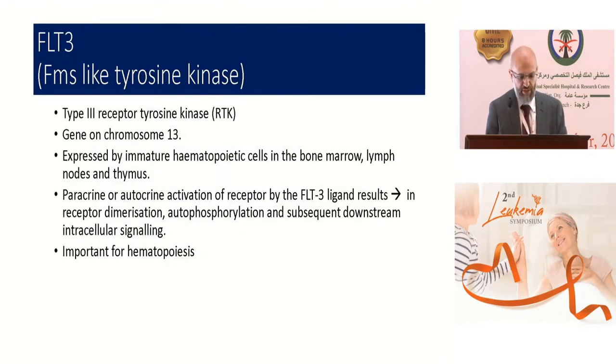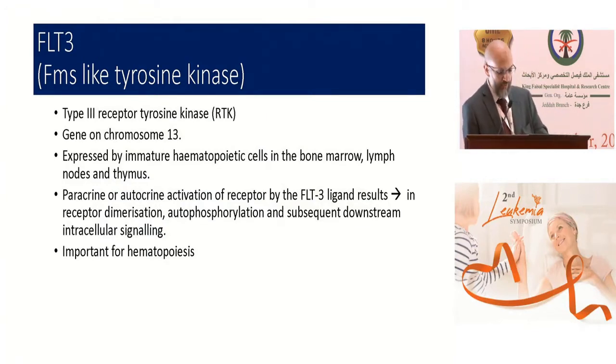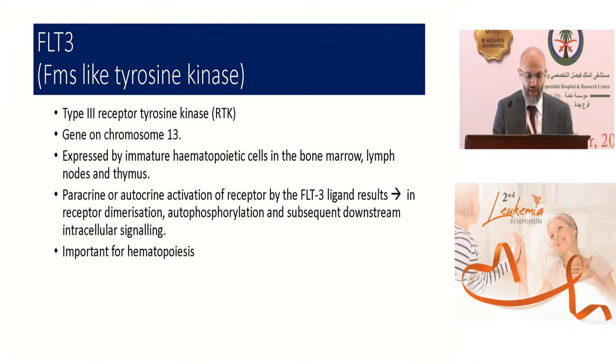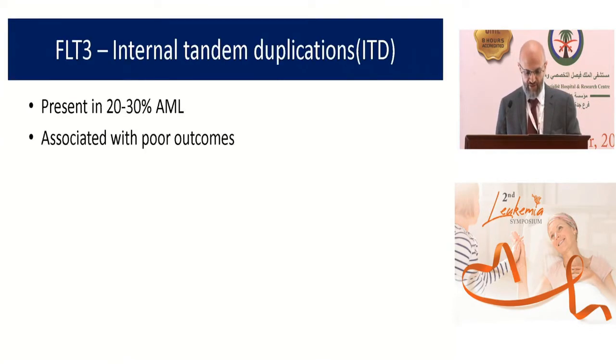So it is a type 3 receptor kinase, the gene is on chromosome 13. It is expressed by immature hematopoietic cells in the bone marrow, lymph nodes, and the thymus, and you get a paracrine or autocrine activation of the receptor by the FLT3 ligand. And that results in receptor dimerization, autophosphorylation, and downstream intracellular signaling. So it is important for hematopoiesis. But what you get with a FLT3 mutation is you get proliferative signals intracellularly without the FLT3 ligand stimulation, a bit like the BCR-ABL story.